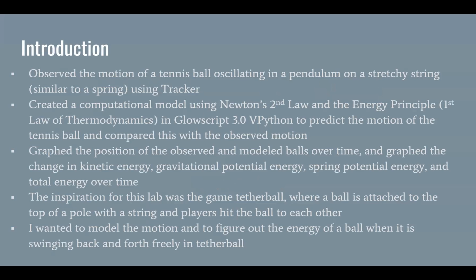I created a computational model using Newton's second law and the energy principle, also known as the first law of thermodynamics, in GlowScript VPython to predict the motion of the tennis ball and compared this with the observed motion. I graphed the position of the observed and modeled balls over time and graphed the change in kinetic energy, gravitational potential energy, spring potential energy, and total energy over time.